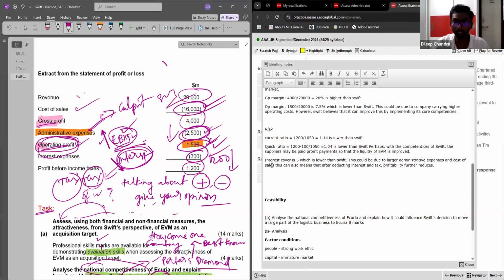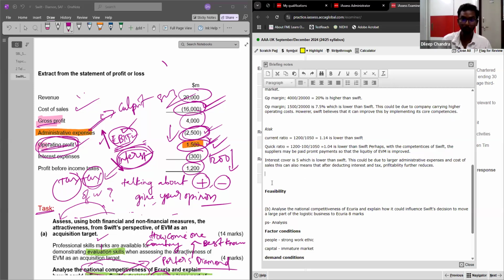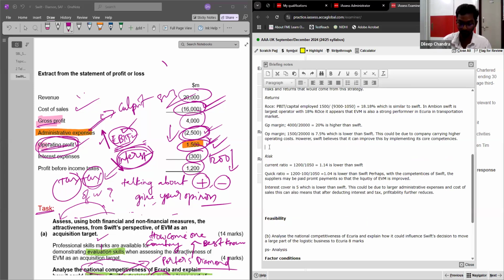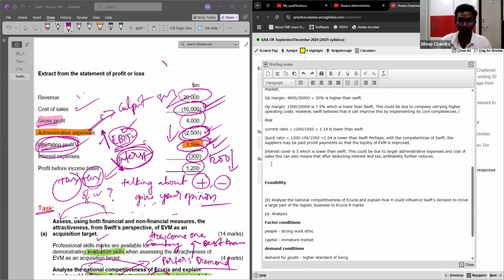Why? Because I have told here that using the competencies of Swift, maybe I can improve this. On the other hand, I'm saying that what if Swift is not able to improve? If considering taxation, the profitability even reduces. One positive aspect I've said, one negative aspect I've said. So this is what risk and return is. And stakeholders, I can simply say that we can say that for stakeholders.